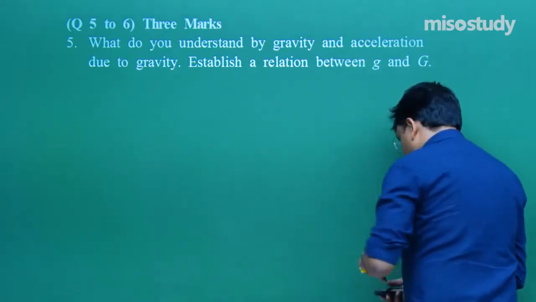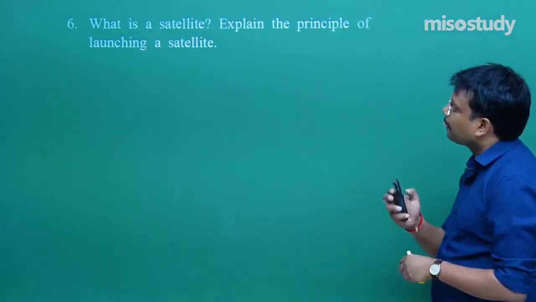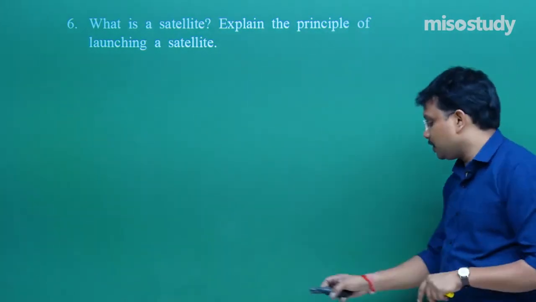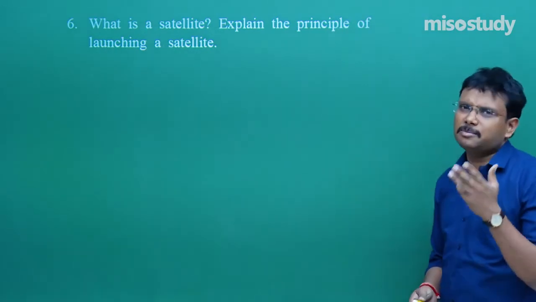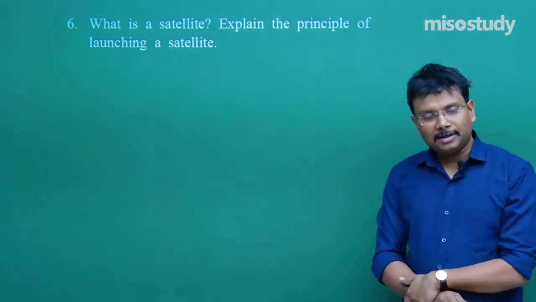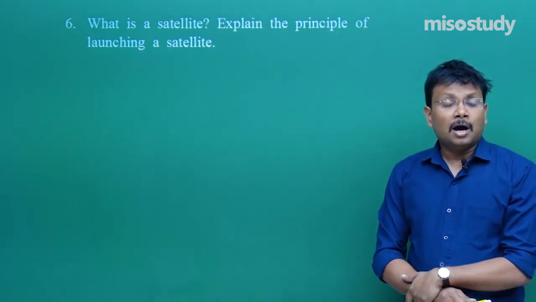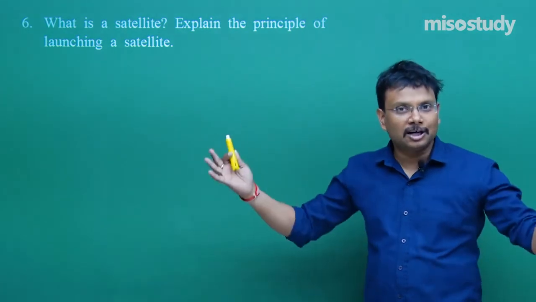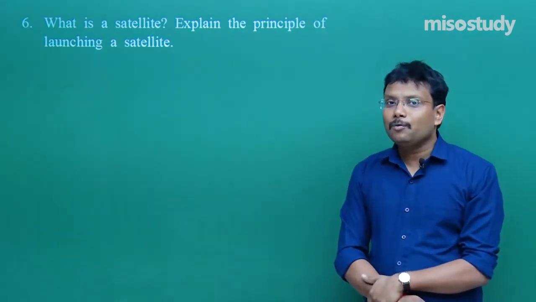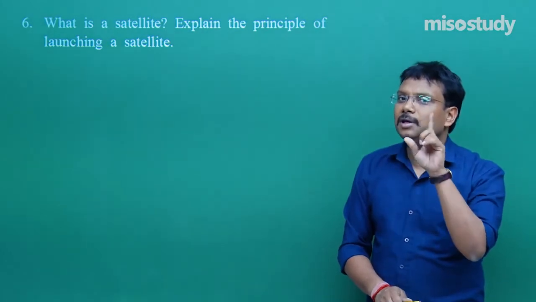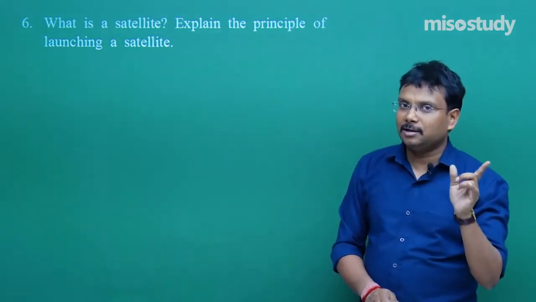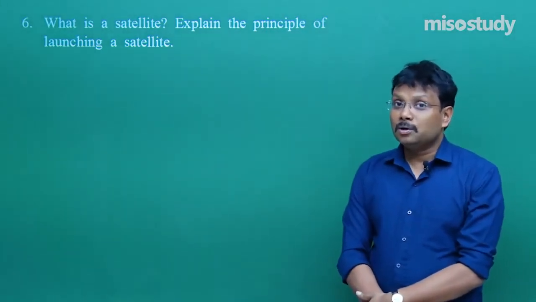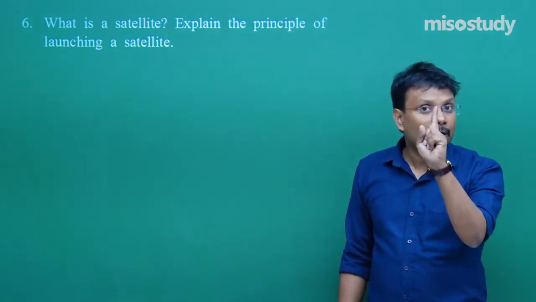Then comes question number 6. What is a satellite? Explain the principle of launching a satellite. 3 marks, just mention 2-3 lines. What is a satellite? Any object revolving around a planet. I am not talking about Earth, it is a general term. Any object revolving around a planet because of the gravitational pull of that planet is defined as a satellite of that particular planet. Say for example, the moon is the natural satellite of Earth, only one.